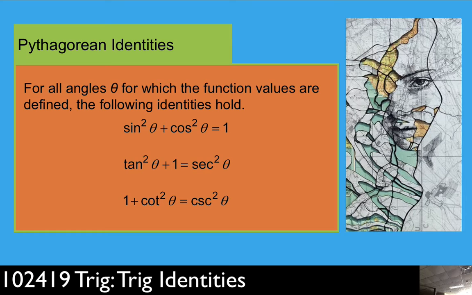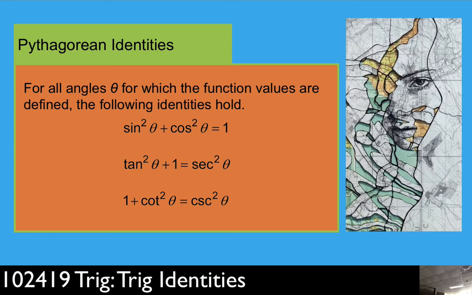The best way is to memorize, or better yet, just look the things up, because I don't really remember them. The only one I always remember is sine squared plus cosine squared equals 1. The other ones are secant squared minus tangent squared equals 1, and cosecant squared minus cotangent squared equals 1.